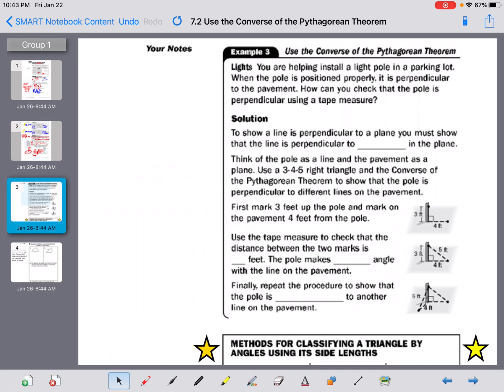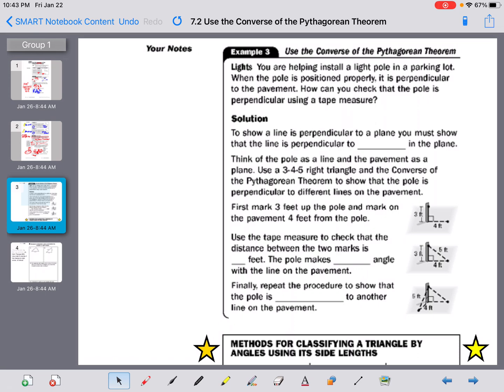All right, real world problem, because I'm sure you've been dying to try this out. You're helping install a light pole in the parking lot. When the pole is positioned properly, it should be perpendicular to the pavement. How can you check that the pole is perpendicular using just a tape measure?